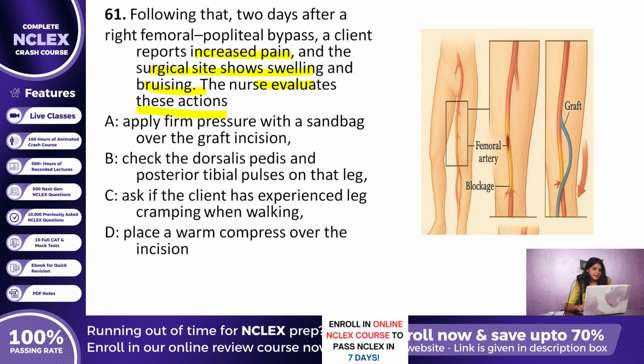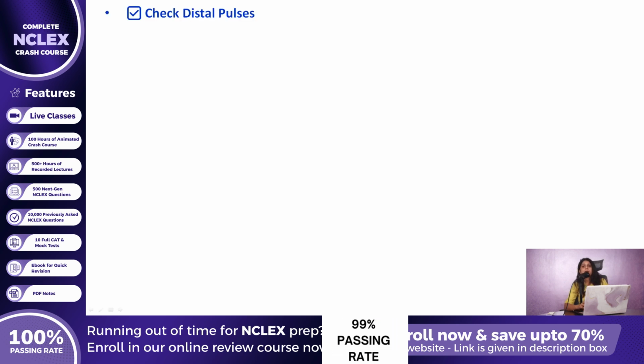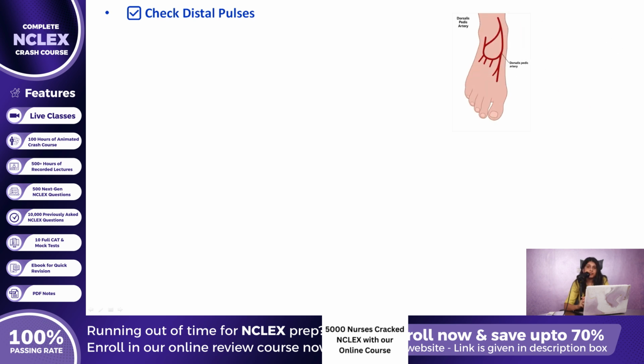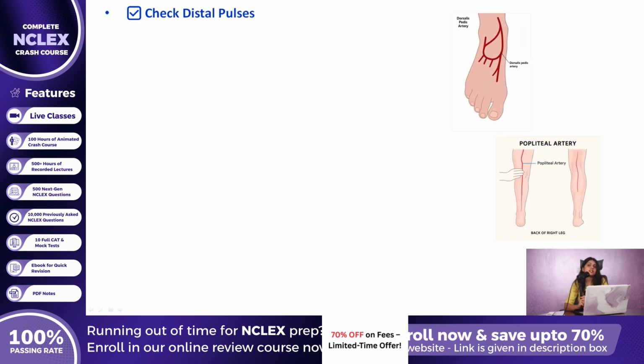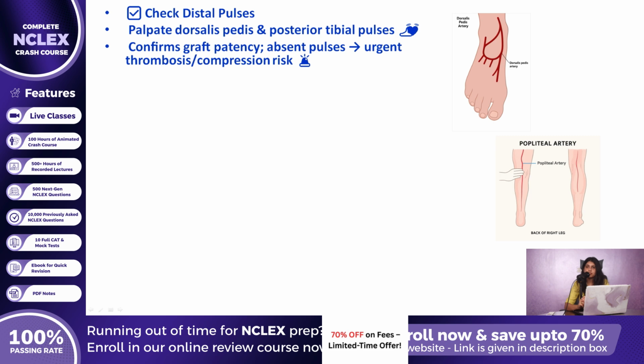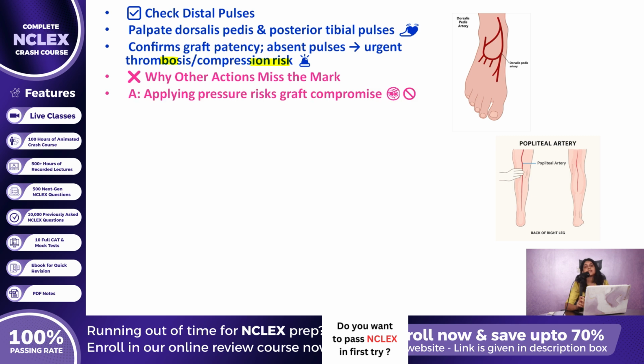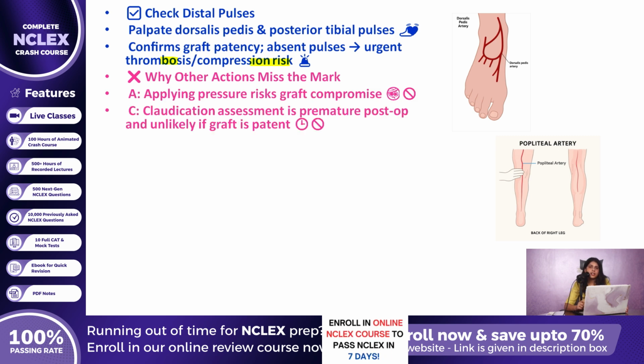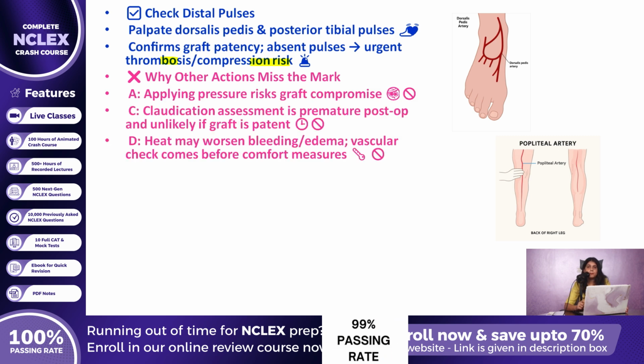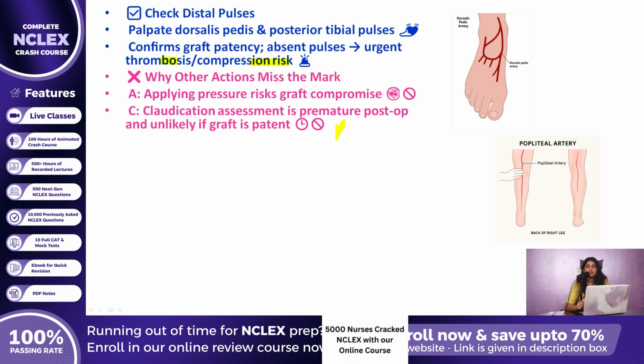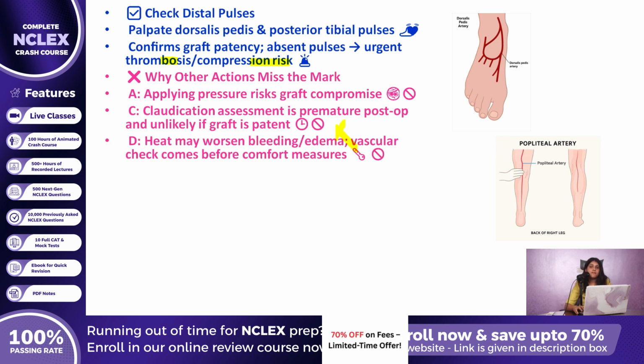Check the dorsalis pedis and posterior tibial pulses. Palpating distal pulses confirms whether arterial flow through the new graft remains patent. Diminished or absent pulses suggest thrombosis or compression and require urgent intervention. In A, applying pressure risks compromising the bypass. Gentle handling is essential. In C, claudication assessment is irrelevant so soon post-operatively, and unlikely if the graft is functioning. In D, heat can increase bleeding or edema. Vascular assessment precedes comfort measures.